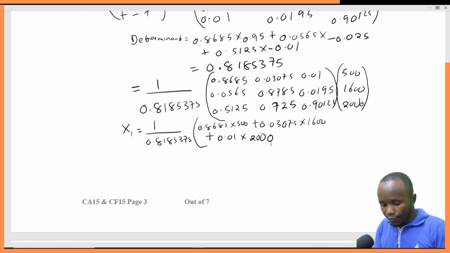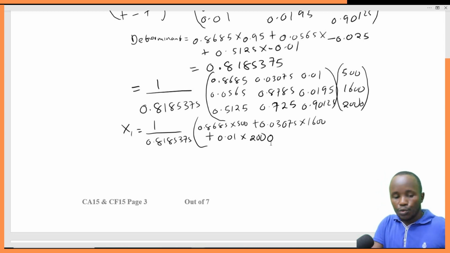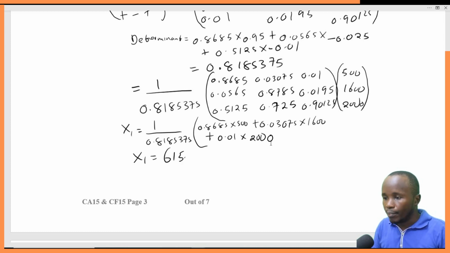So we use our calculator to find X1. 0.8685 times 500 plus 0.03075 times 1,600 plus 0.01 times 2,000. This will give me X1. Then it is 503.45. You divide by the determinant, 0.8185375. So X1 is 615.06.